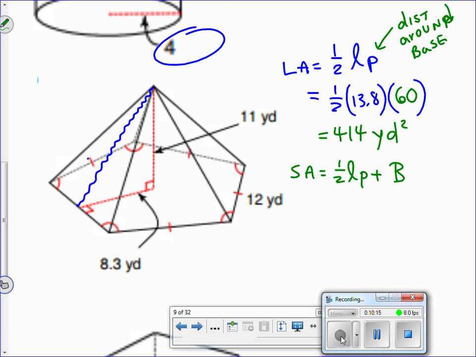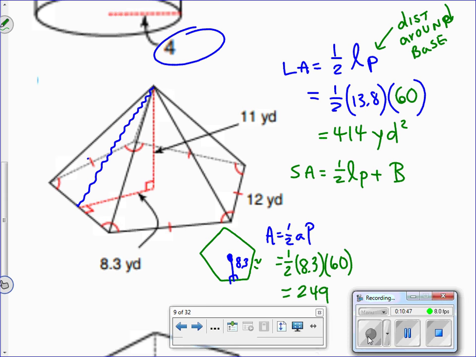Right, there's the surface area formula. The surface area formula is going to be the lateral area plus that base. So let's find the area of the base. Okay, that's a polygon. We're going to use area equals 1/2 apothem times perimeter. The apothem in this problem goes from the center to the edge, just like we expected. And this is 8.3. Now, to help us find the perimeter, we're going to need to know an edge. In this case, it's 12. So let's just plug that information in.